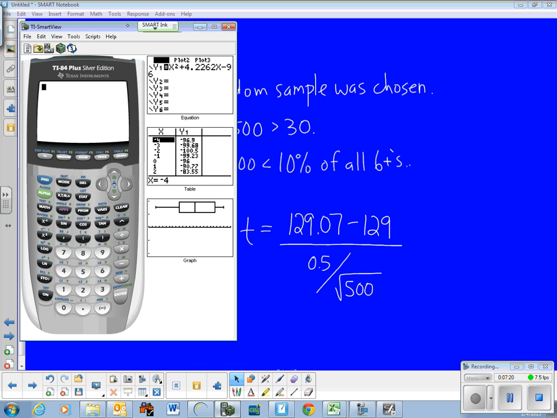Our t statistic, numerator, 129.07 minus 129, that's just 0.07. I didn't really need those parentheses, but I subtracted in my head. Divided by, you do need parentheses around the entire denominator, or else you will get a mistake. 0.5 divided by square root 500, close the square root, close the denominator. And my t statistic is 3.1305.